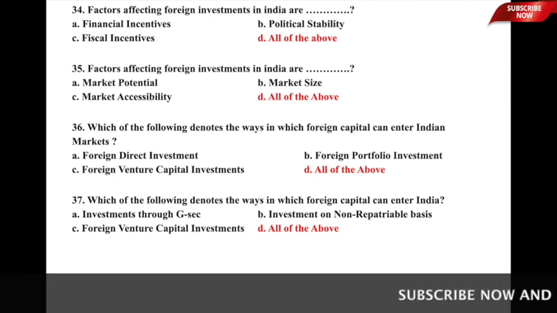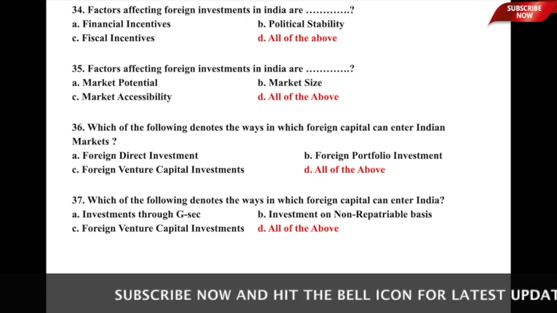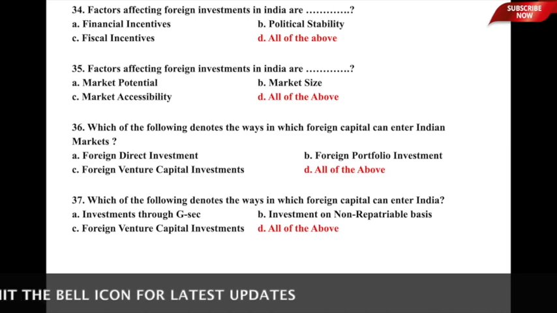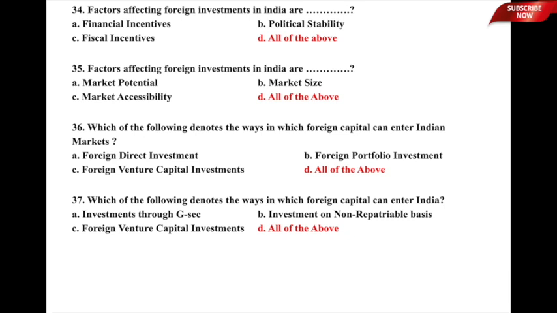So now 34 and 35, that means question number 34 and 35, have given us 6 important factors that affect foreign investment in India. So they are A, financial incentives, B, political stability, C, fiscal incentives, D, market potential, E, market size, and F, market accessibility. 6 very important factors affecting foreign investment in India. I hope both these questions are pretty much clear. Let us now move to the next one.